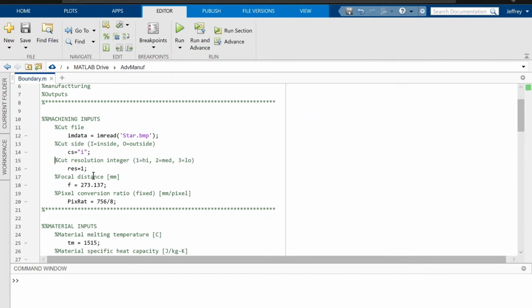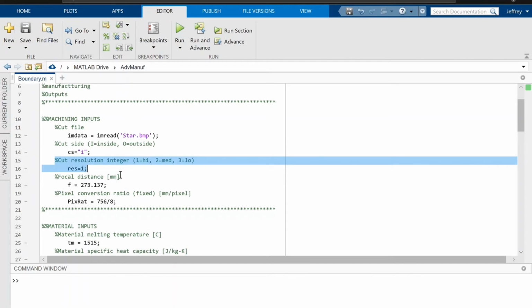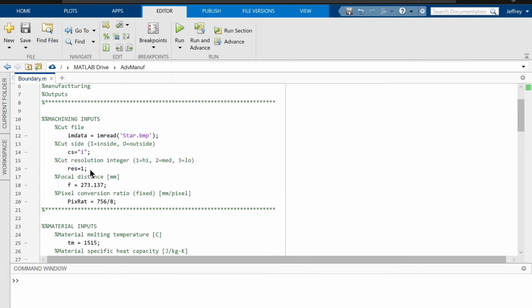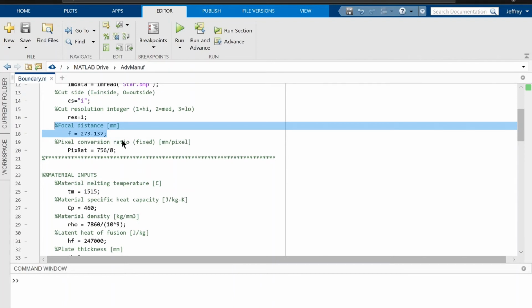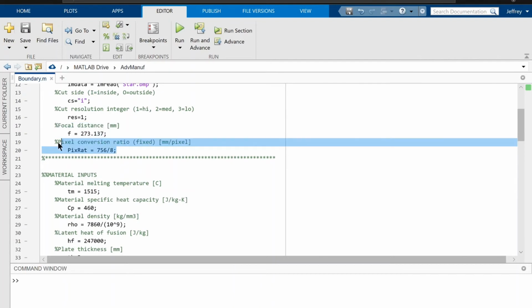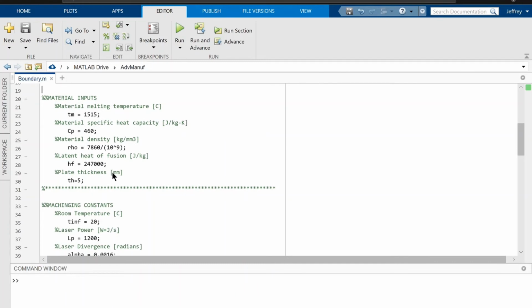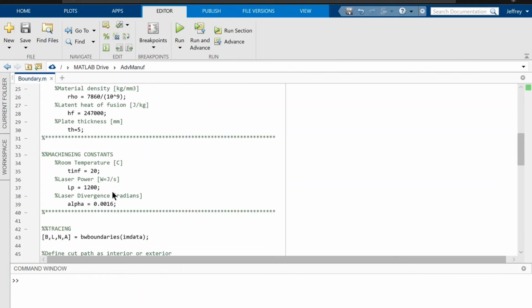We also are now considering the resolution of the cut. This is integrated when we are converting that red file into a cut path. The higher the number is, the more pixels that are being skipped over. So for now we're going to leave that as a higher resolution so that the exact projection is cut out. The focal distance is the laser height, as we talked about, and we also have a ratio between how pixels are converted to millimeters. These are all previous variables that we discussed earlier.